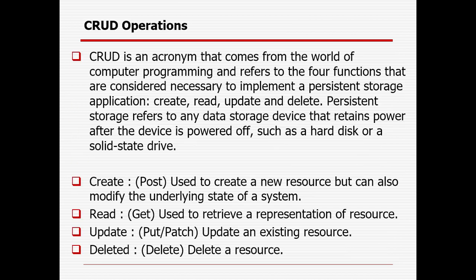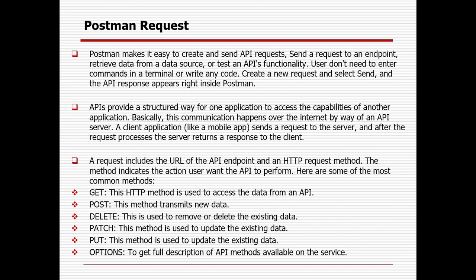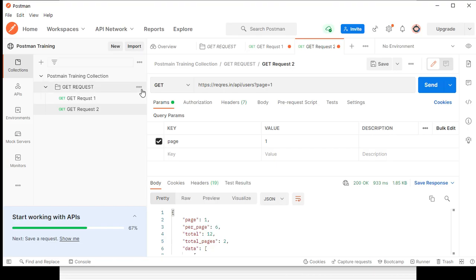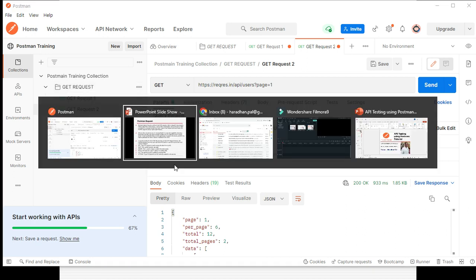CRUD is nothing but create, read, update, and delete, and you can create multiple requests in Postman. The first thing is that you need to create a workspace in Postman. Once your workspace is created, you can create a collection in the workspace, and in the collection you can create folders so that you can segregate different types of requests based on the folder type. Once the folder is created, you can create multiple requests with the help of add request. You can create multiple folders, rename them, duplicate them, or delete them. Those are the different things you can do in Postman, especially for the get request.